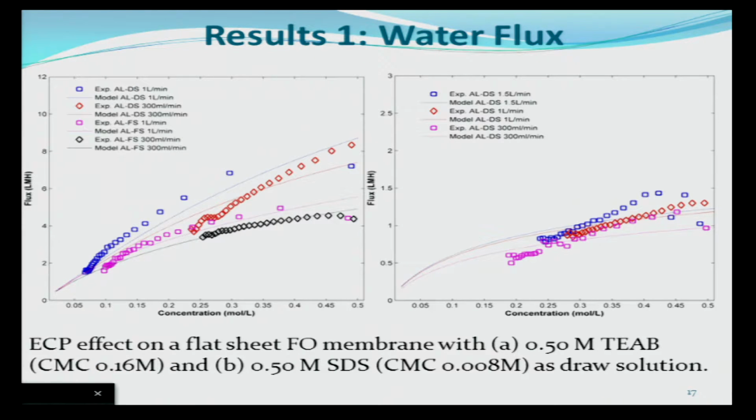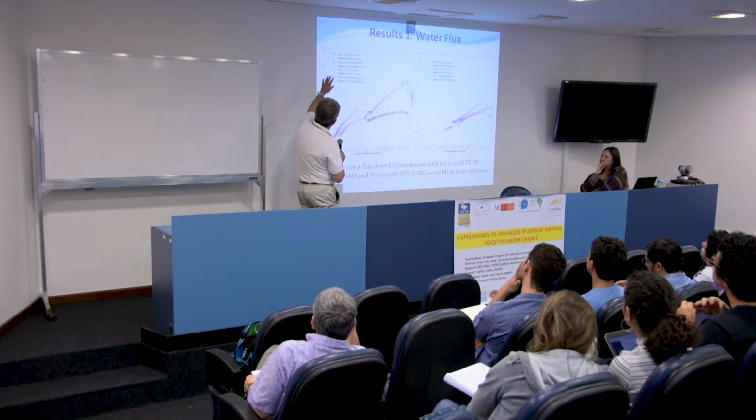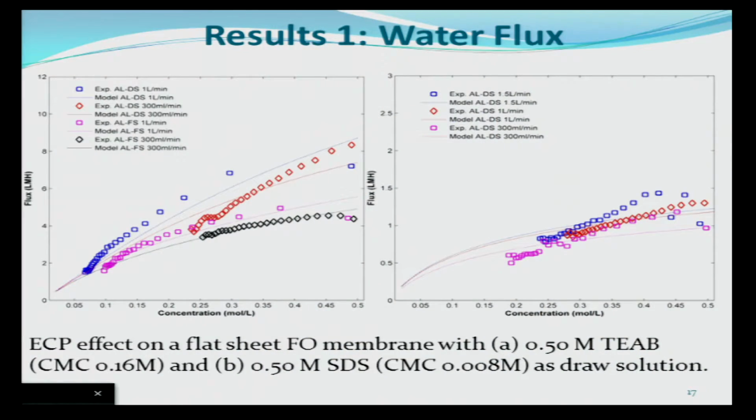Okay, so here's some results for water flux. The first one is a diagram of flux against concentration for various configurations. You can see the active layer against the draw solution, and we try to fit that to a model. But you can see that basically, as the concentration increases, the flux is increasing.